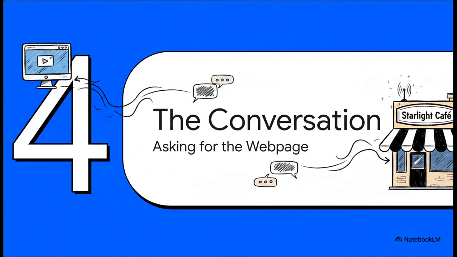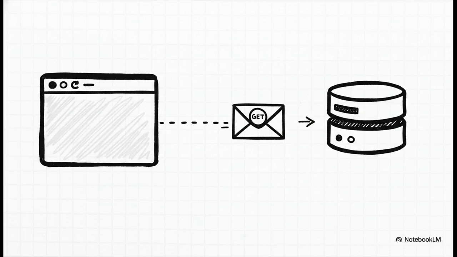All right, we have the address. Now your browser knows exactly where to go. It can finally have a direct conversation with the Starlight Cafe's server. This message it sends is called an HTTP request, and you can think of it like a polite note saying, hello there, I would like to get the file named menu.html, please.